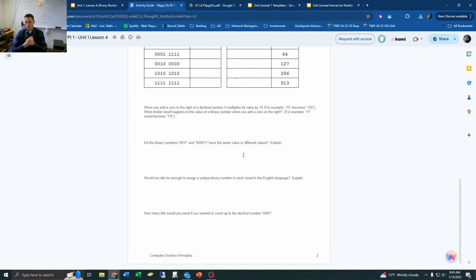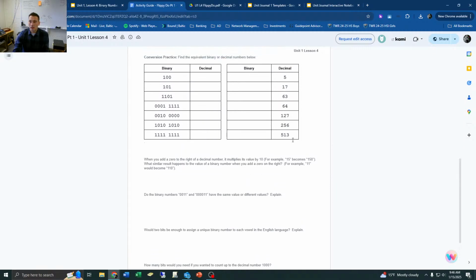And our last question, how many bits would you need if you wanted to count up to the decimal number 1,000? Okay, so this, we've got 1,023. So if we take a look at our current binary, or some of the stuff that we've looked at up at the top here, when we were working on this 513, that's going to require how many bits for us to do?